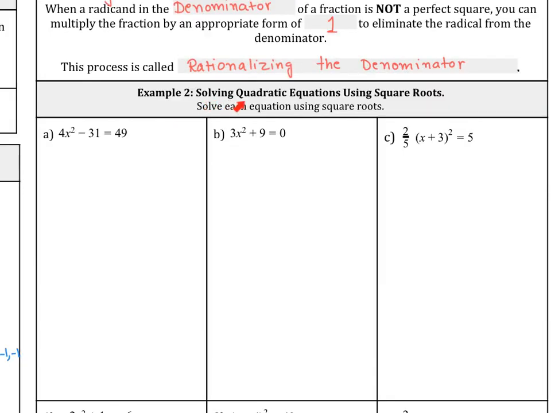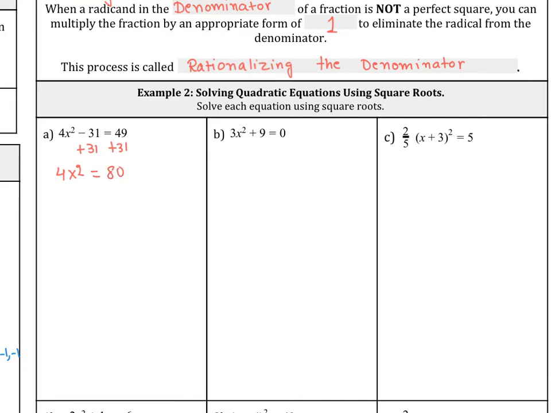Example number 2, solving quadratic equations using square roots. Solve each equation using square roots. So we're going to solve for x for letter A. So first thing is to isolate the x squared term. So isolate by adding 31 on both sides. Going to get 4x squared equals 80.